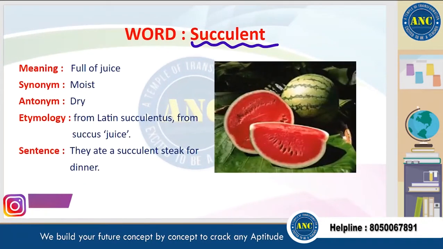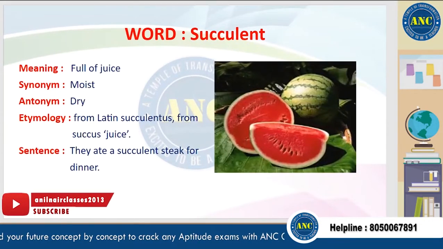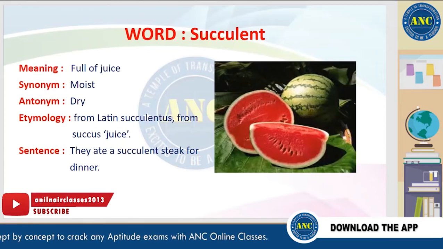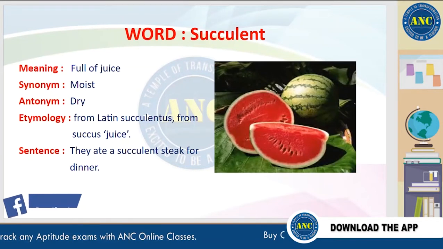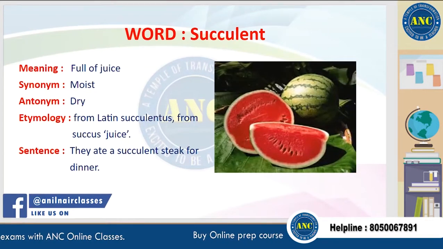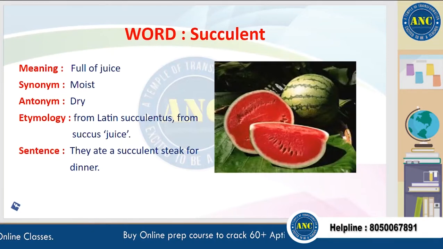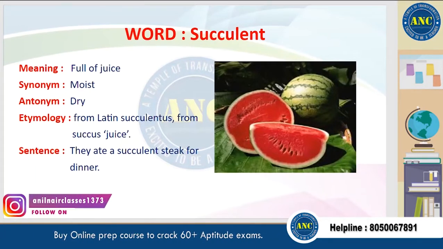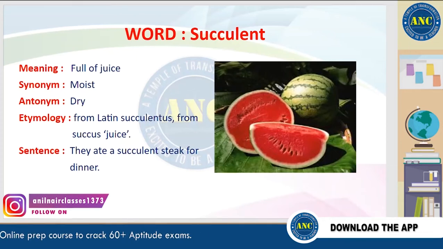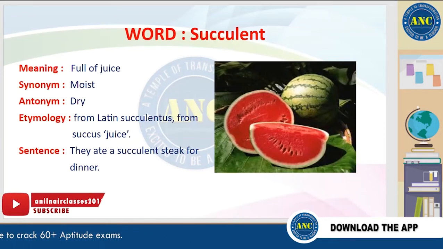Succulent. Succulent means full of juice. A synonym for this word is moist, and an antonym is dry. It is derived from the Latin word which means juice. A sentence for this word is, they ate a succulent steak for dinner.